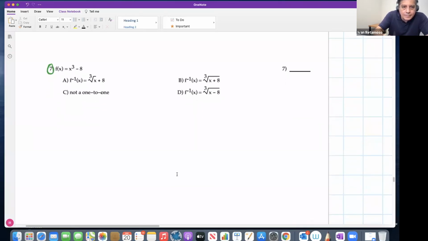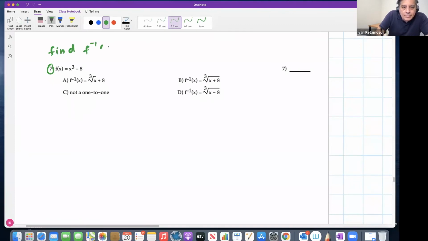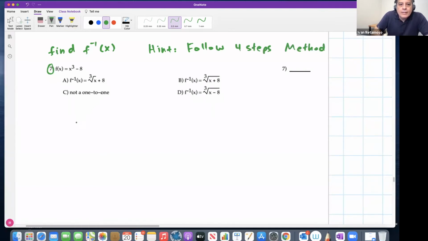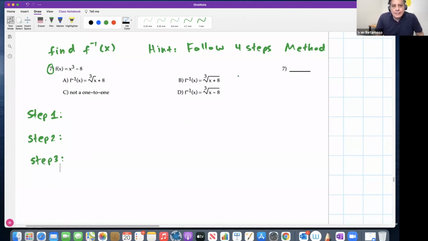Find f inverse of x. So follow the 4 steps, guys. Hint, follow the 4 steps method, right? And try to remember this method. It's gonna help you a lot in your homework, okay? Step 1, step 2, step 3, which is gonna be the longest step, and then step 4, the presentation step, right? Go ahead and try to figure this out.